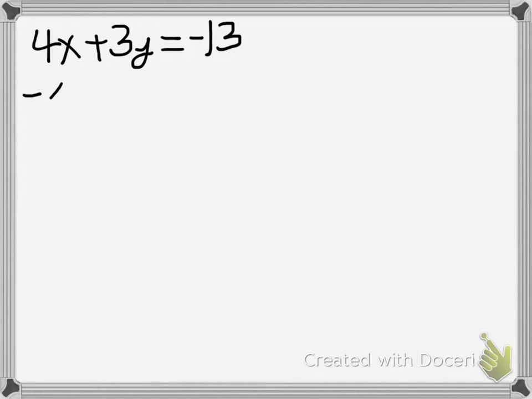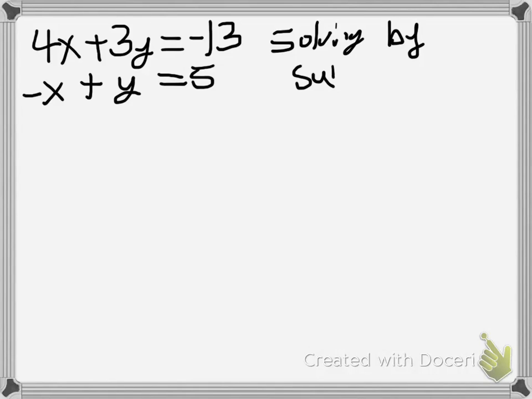Alright, so we're going to do an example of solving a system of two equations and two unknowns by a substitution method. So we're going to look at 4x plus 3y equals negative 13, and another equation, negative x plus y equals 5. And we're going to do this by the substitution method.